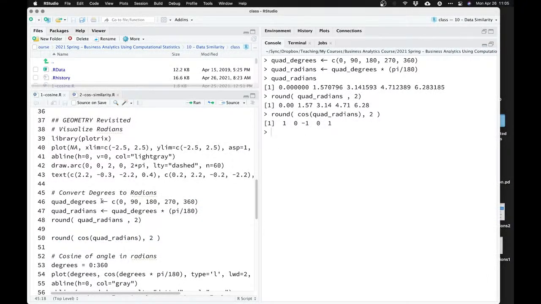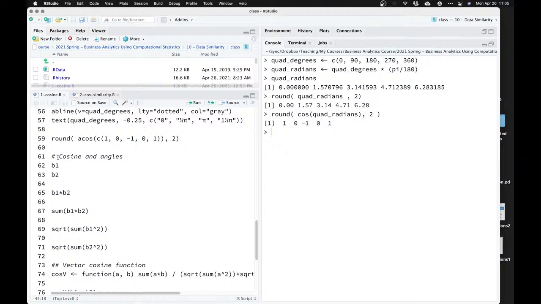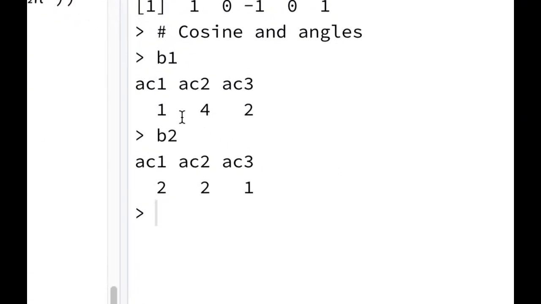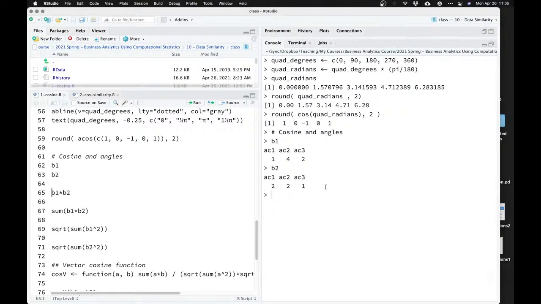So the way cosine works is, do I have it here? Yes, I do have it here. So let's take two vectors, b1 and b2. I'm just going to use the data that we already had: 1, 4, 2 and 2, 2, 1. Now you notice these two vectors are in three-dimensional space, because they have three numbers, right? So they're like x, y, z, but I'm calling it account 1, account 2, account 3. They are in three-dimensional space.